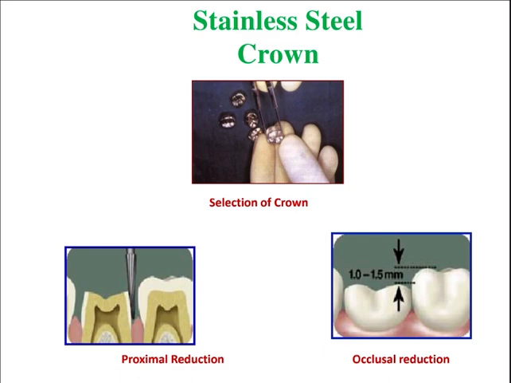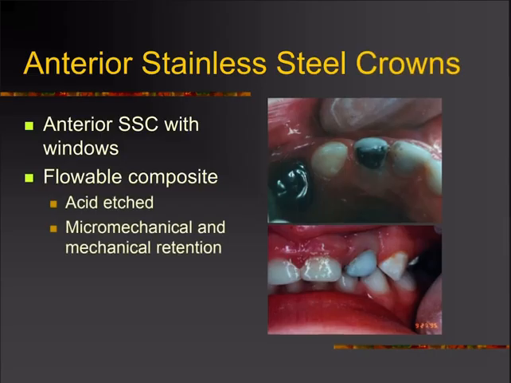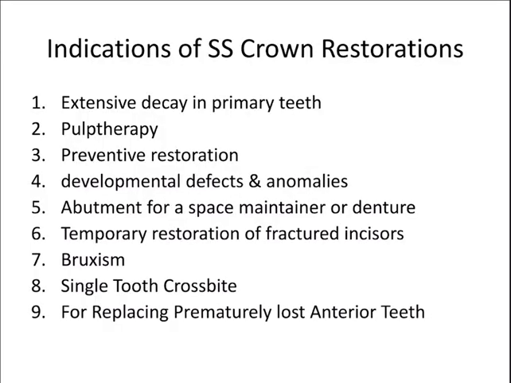So you will measure the mesiodistal dimension of the tooth in which you did the pulp therapy. Then you will do the occlusal reduction, 1 to 1.5 mm, and you will do the proximal clearance. You won't touch the buccal and lingual side. Very easy. Just the proximal clearance and occlusal reduction, and you will use a luting cement like GIC and cement it. That's it.